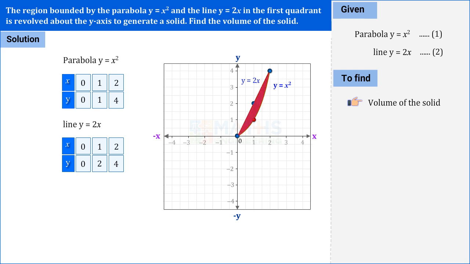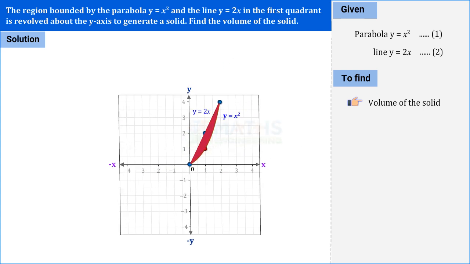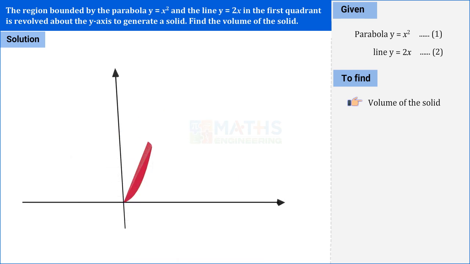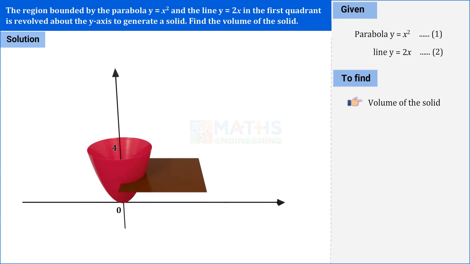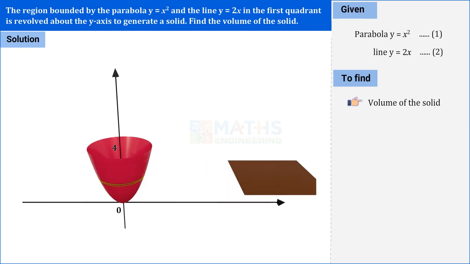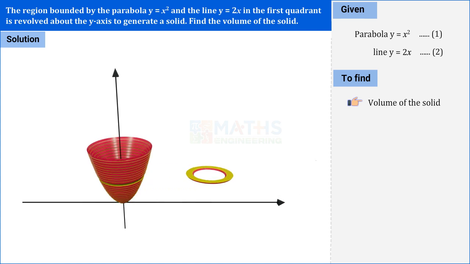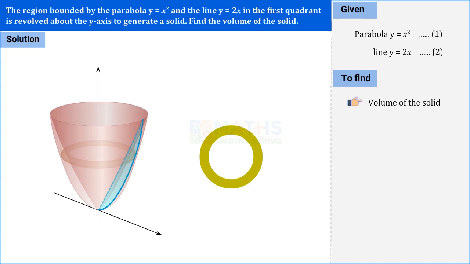Shade the region between these two in the first quadrant. This region is revolved about the y-axis. This generates a solid. Now we are going to find the volume of this solid by using washer method. Look at this given solid. At each point y in the interval 0 to 4, we form cross sections by intersecting the solid with planes perpendicular to y-axis. Each cross section is of washer shape. Consider a particular slice. Now we are going to find the outer radius and inner radius of this slice.